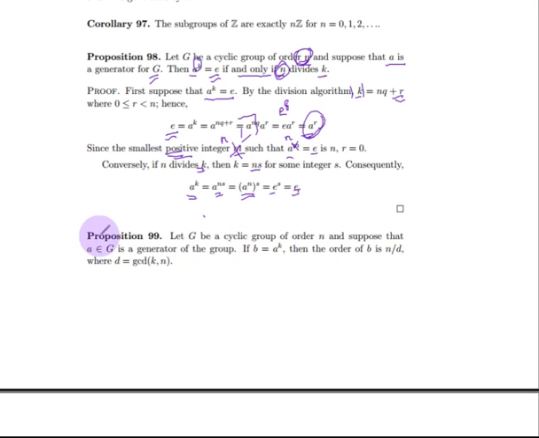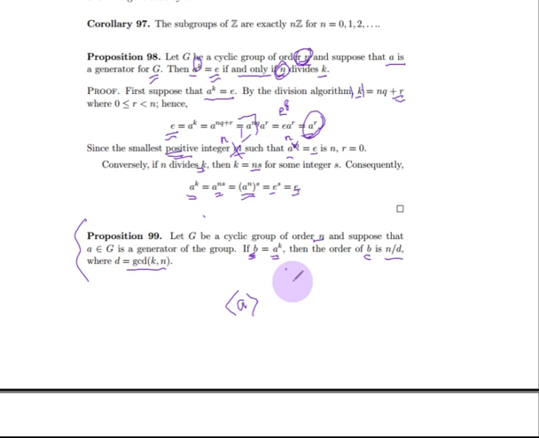Right? Another proposition. Suppose I have a cyclic group of order n, and let's take any element of the orbit of A, and we'll call it B. The question is, what is the order of B? We know that B will generate a cyclic group, and that cyclic group must be a subgroup of the cyclic group generated by A, but we want to know the order of B. So if B is a power of A, a to the k, then the order of B turns out to be n over d, where d is the GCD of k and n.